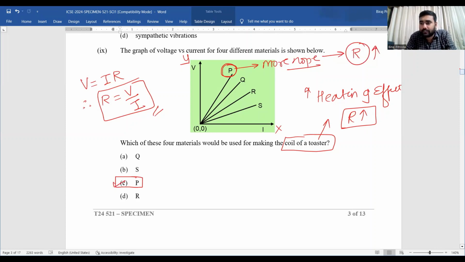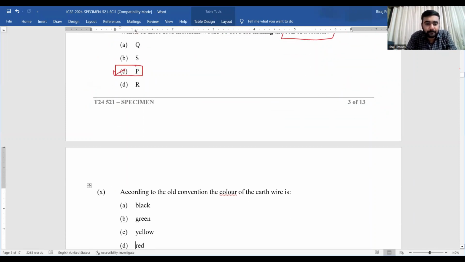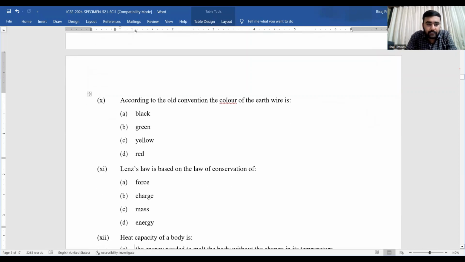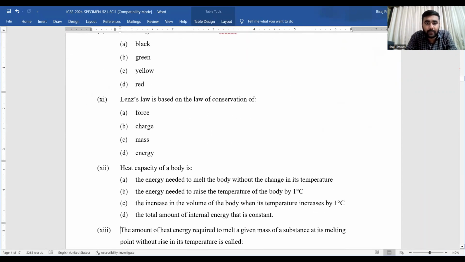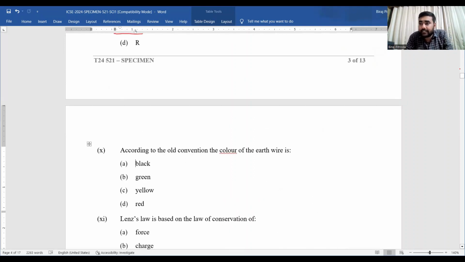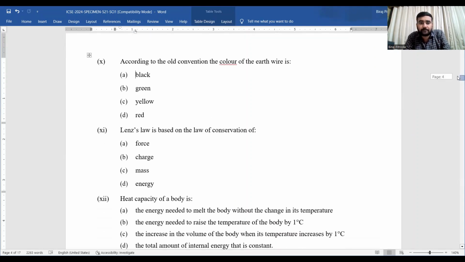This was your 9th question. 6 more to go. The 10th one, the 11th one, and the 12th one are completely theoretical based questions. Based on the definitions, if you read the textbooks very well, the MCQs are going to become much easier. Let us see the 10th one.